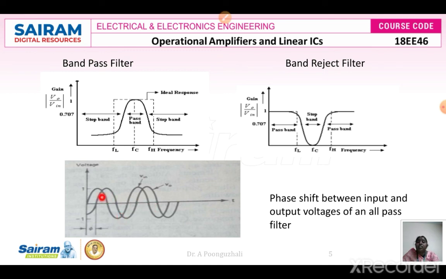So in this case, this is your V in signal and your V out signal. Your filter is going to allow the whole range of your input signal, but the output is going to be phase shifted by 90 degrees. You can see that this is your output waveform, phase shifted by 90 degrees there. That phase shift is called your phi. So we say that there is going to be a phase shift between input and output voltages of an all pass filter. So this is about the classification of the filters.